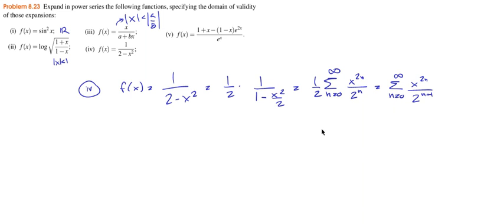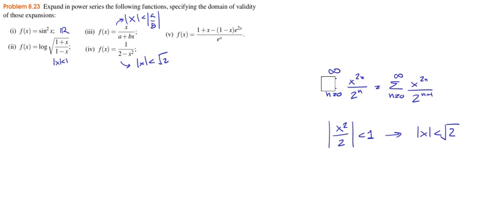And you compute the convergence of this, you get that the root test says that x squared over 2 has to be smaller than 1, and this implies that the absolute value of x has to be smaller than, sorry, the square root of 2. So the absolute value of x has to be smaller than the square root of 2. That's the convergence of that.